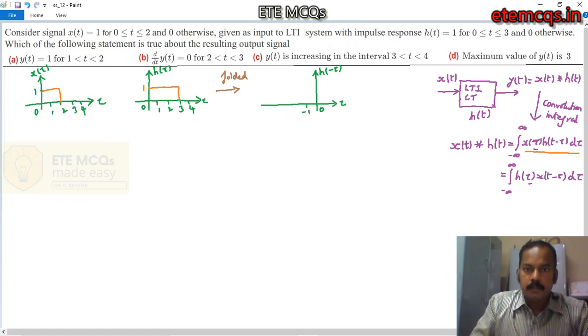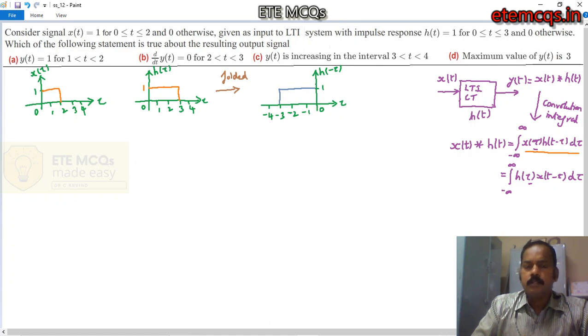On the axis, 0, minus 1, minus 2, minus 3, minus 4. The amplitude is 1. After you fold it, this part will get folded to the other side, so that the resulting signal extends between minus 3 and 0. This is h of minus tau.